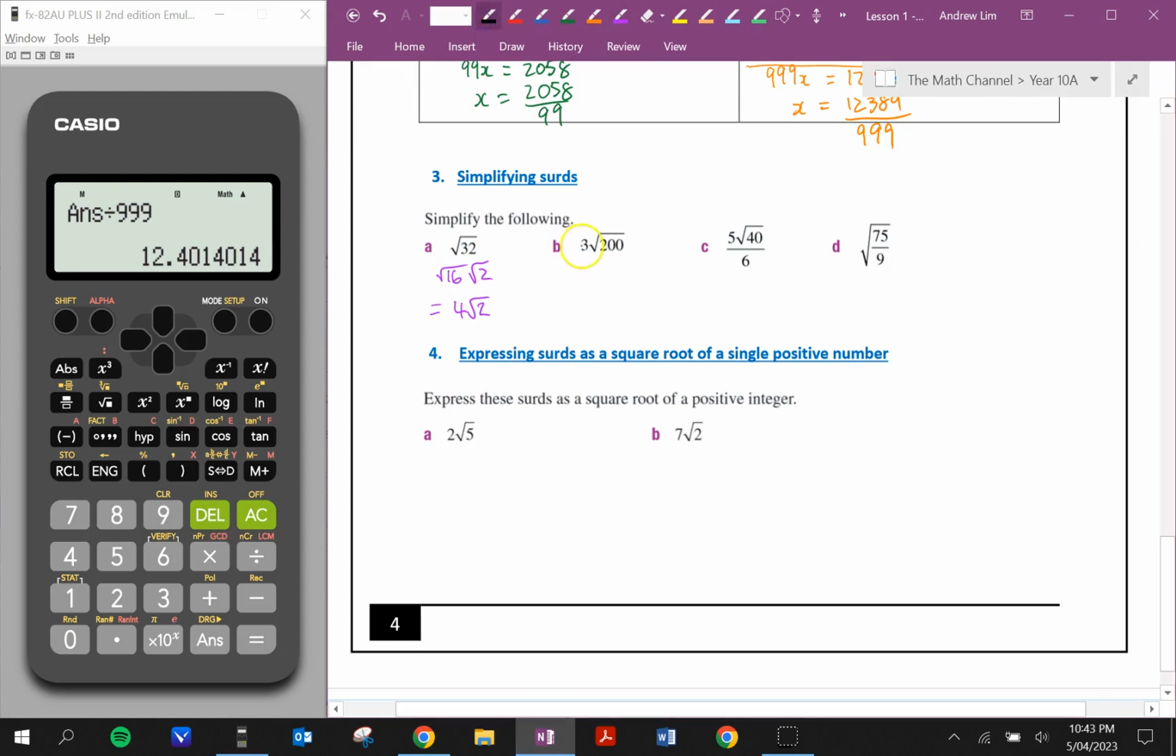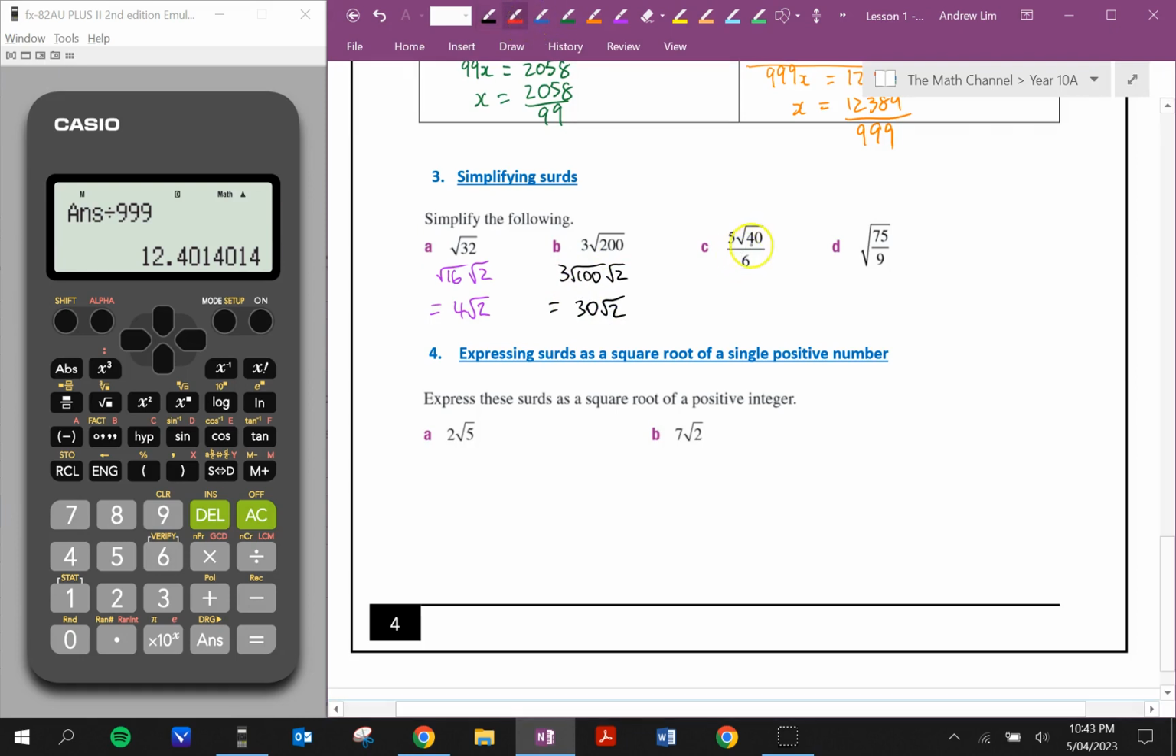In question B, we've got 3 root 200. That means 3 times the square root of 200. Well, 200 I can split into 100 times 2. And I can square root 100. So this is technically 3 root 100 root 2. Well, square root of 100 is 10. 3 times 10 is 30 root 2. 30 root 2.